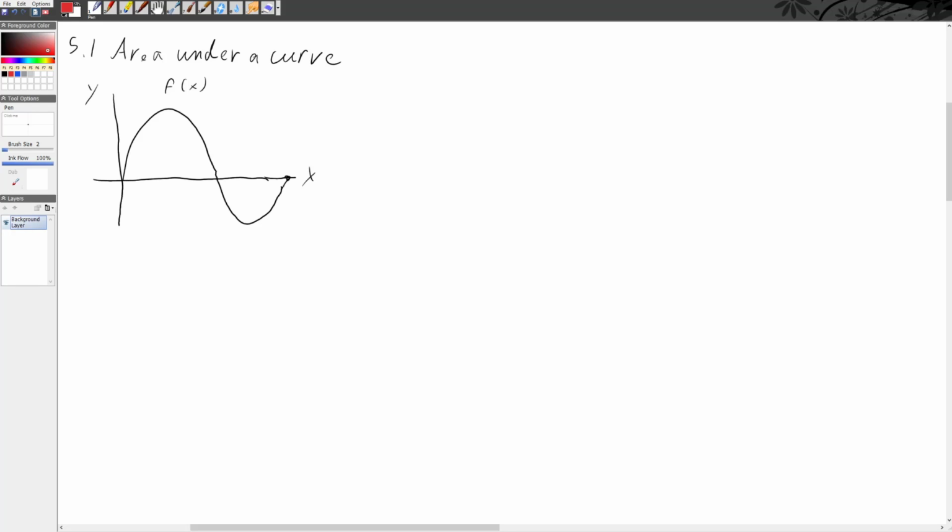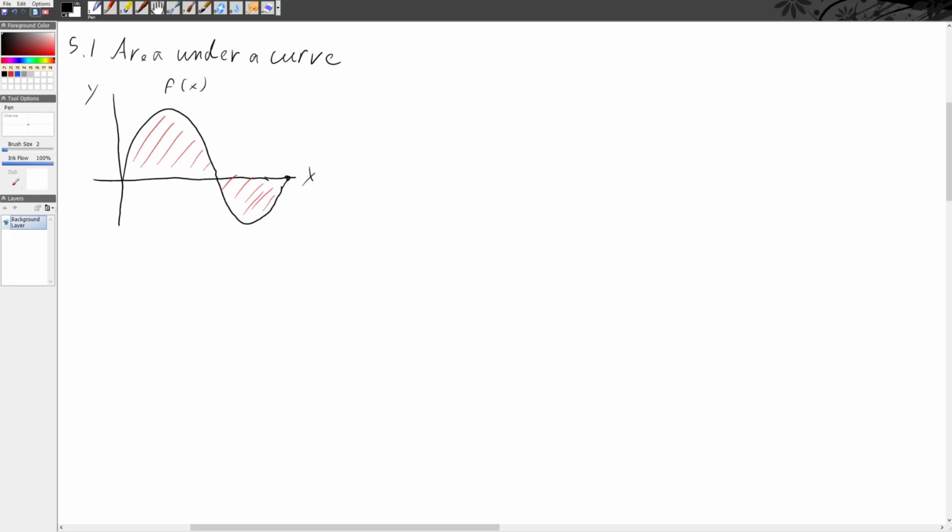Meaning, what is this area and how do we calculate that area? In our case, finding this area, we don't know how to find this area yet. We'll talk about that in 5.2 and 5.3.